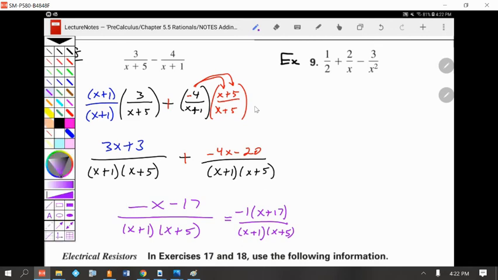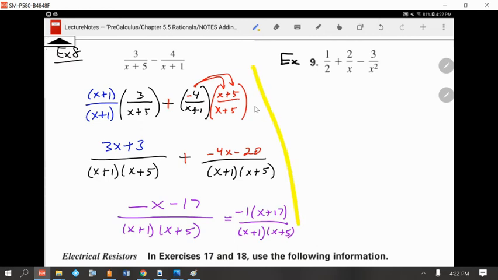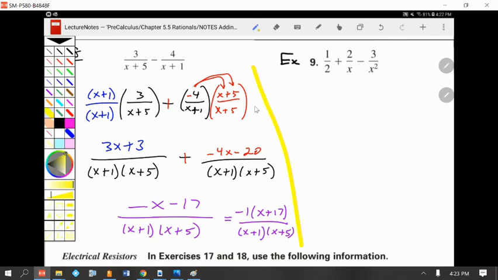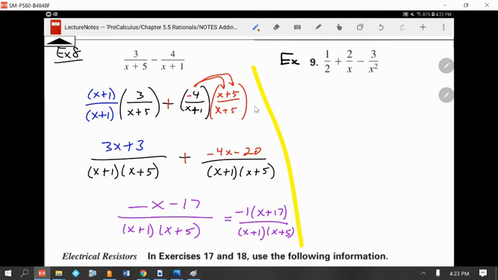I picked number 9 from this worksheet because it has 3 fractions. And they kind of look similar. A couple of them have some 2's in it. A couple of them have some x's in it. Again, the issue is, I'm sorry, even I'm getting bored with this. Sorry, you guys. Definitely put me on double speed.